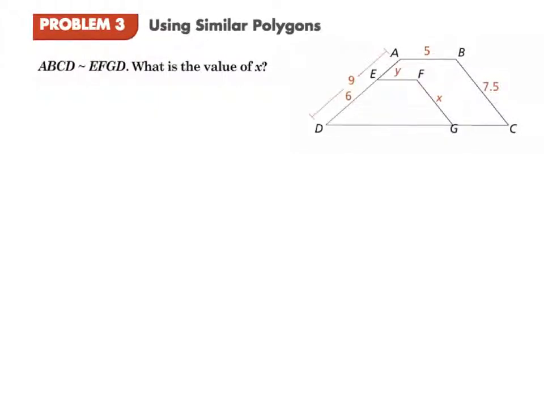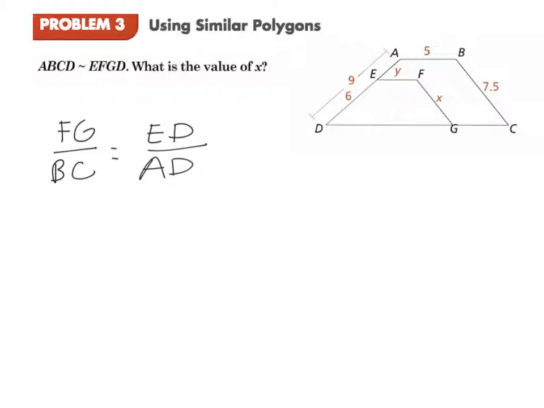Problem 3 is using similar polygons. So ABCD is similar to EFGD. We're going to look for the value of x. So first, since I know they're similar, I know the sides must be proportional, so let's go ahead and set this up. I'm going to set up FG to BC, and I know that must be similar to ED to AD. And really what I've done here is I've taken the smaller side to the larger side, and then smaller side to the larger side.